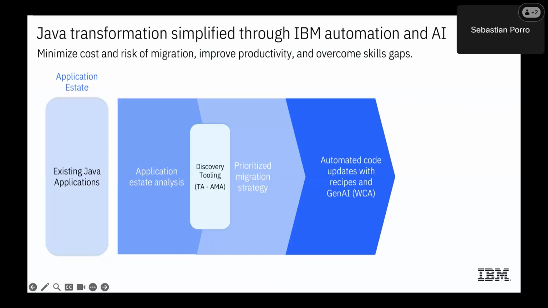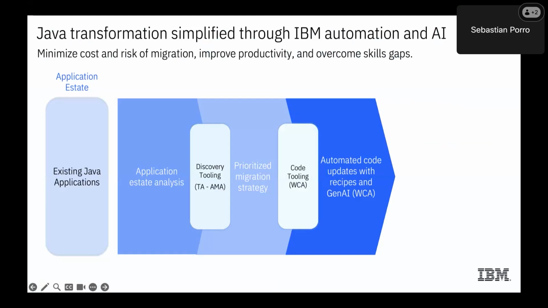For doing that, we have two tools, one called Transformation Advisor and a newer version called Application Modernization Accelerator. I will be talking about these two in a minute. And in the case of having to rewrite and modernize code, we have Watson Code Assistant and generative AI coming to the help of our customers, providing the right tools for speeding up code development and testing and all that.